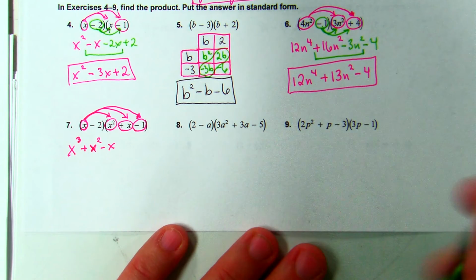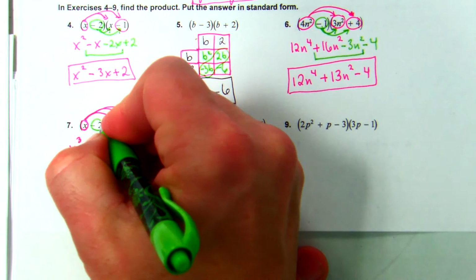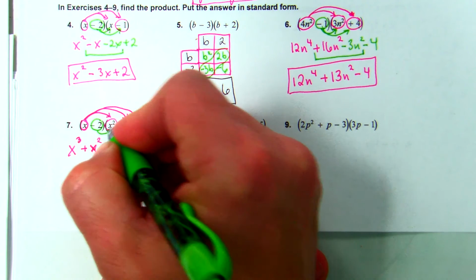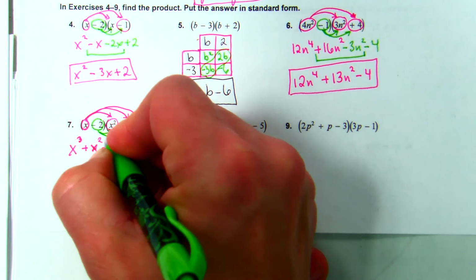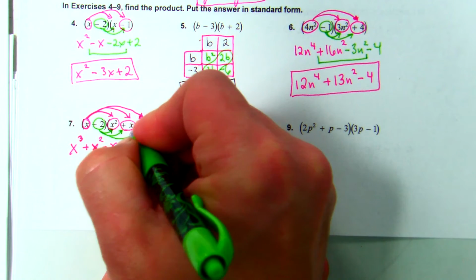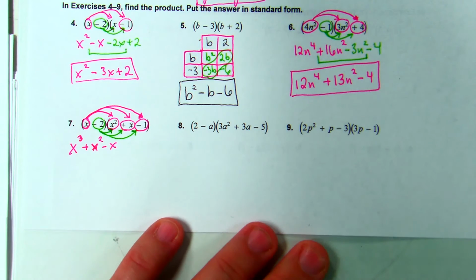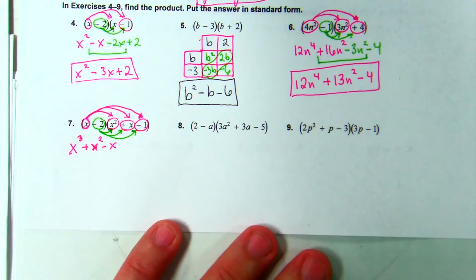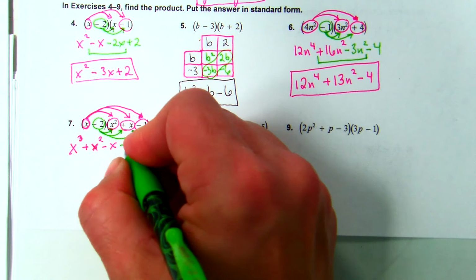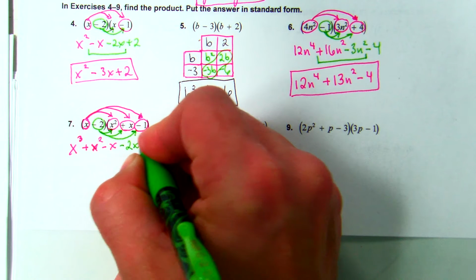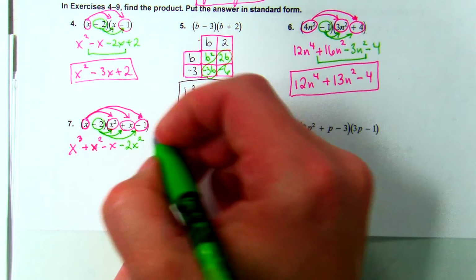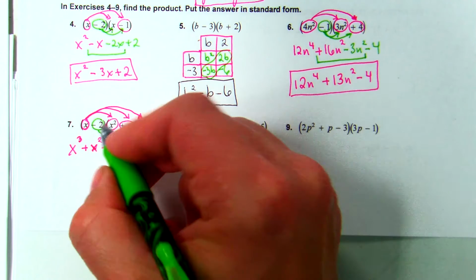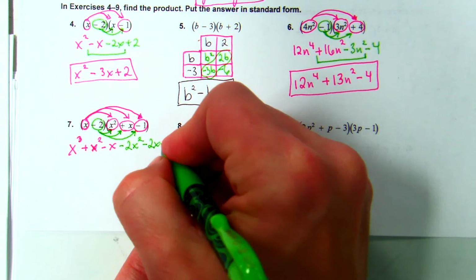Okay, when we go to the second term in our binomial, we're going to have to multiply it times all 3 terms in the trinomial expression. And so we'll have negative 2 times x squared, which gives us a negative 2x squared. Then we'll have negative 2 times x, which will give us a negative 2x. Negative 2 times negative 1, which gives us a positive 2.